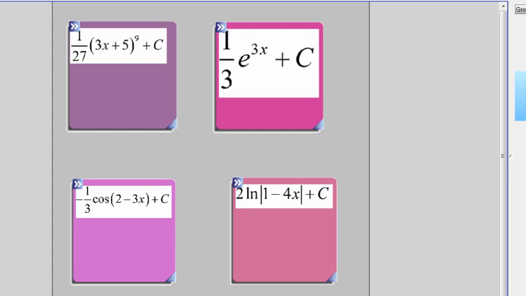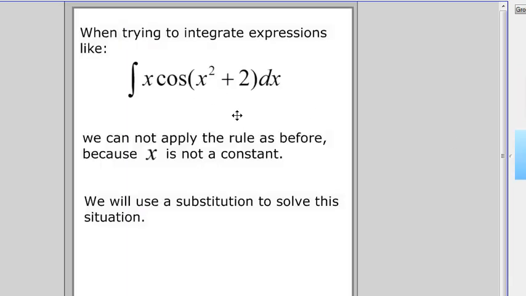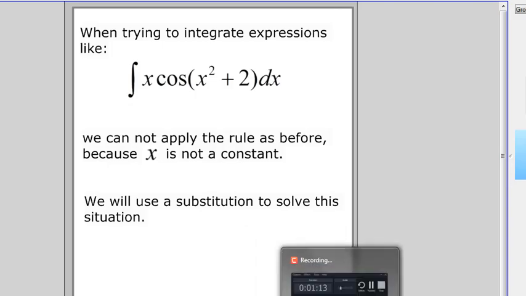But there are other expressions like this one here where we cannot apply the rule as before, because this is not just a constant. Here x is not a constant, and here the derivative of this is not just a constant. So we will use the substitution method to solve these situations. Let's see how we do this.